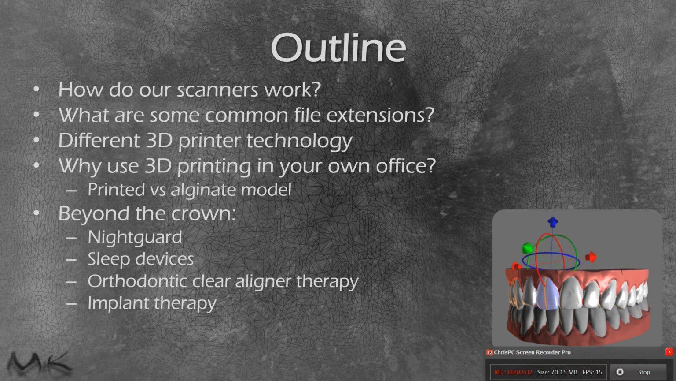Then beyond that, we obviously know there's things that we can send to the lab like a crown. But if we do 3D printing in our office, there's other ways to capture our return on investment from that 3D printer. Things that are much more lucrative and will pay off that 3D printer much faster. Things like night guards, sleep devices, orthodontic clear aligner therapy, and guided implant therapy.